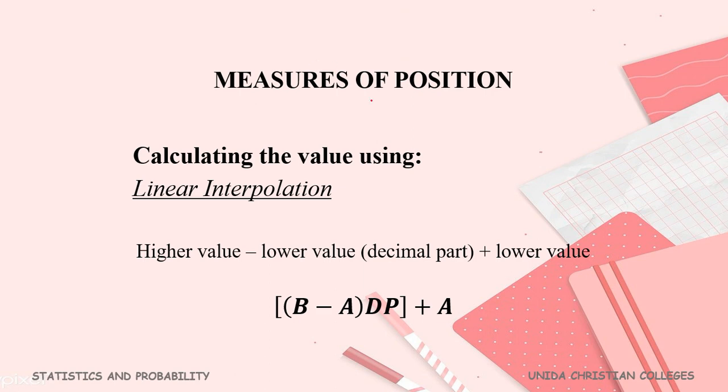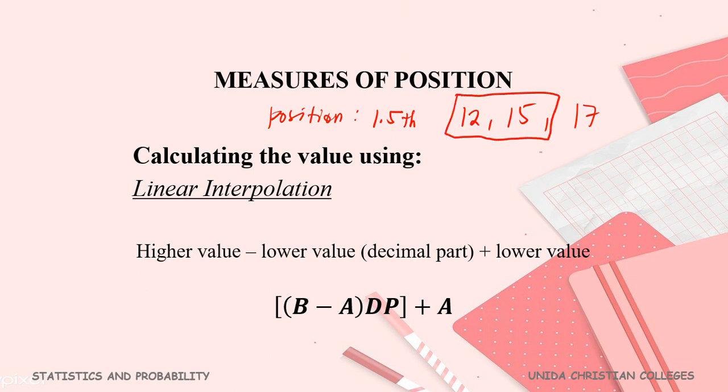So, bigyan ko po kayo ng very quick na example. So, let's say we have here 12, 15, and 17. So, that is your data. Let's say tatlo lang, no? And then, ang nakuha mo po sa position ay 1.5. Halimbawa lang po, ang position na po na nakuha mo ay 1.5. So, meaning po, nasa pagitan po yun ng first and second data mo po. So, gagamitan mo siya ngayon ng linear interpolation.